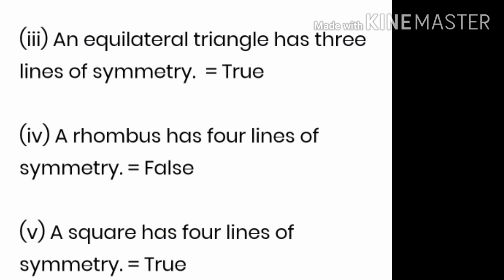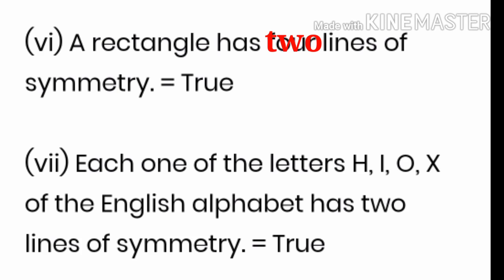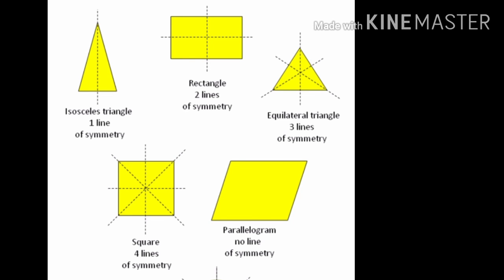True. A rhombus has 4 lines of symmetry. False. A square has 4 lines of symmetry. True. A rectangle has 4 lines of symmetry. False. Each of the letters H, I, O, X has 2 lines of symmetry. True. So please complete exercise 20 in your geometry copy.